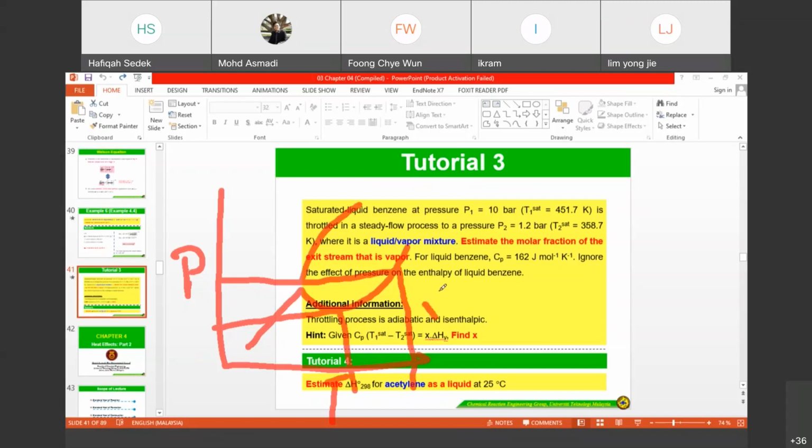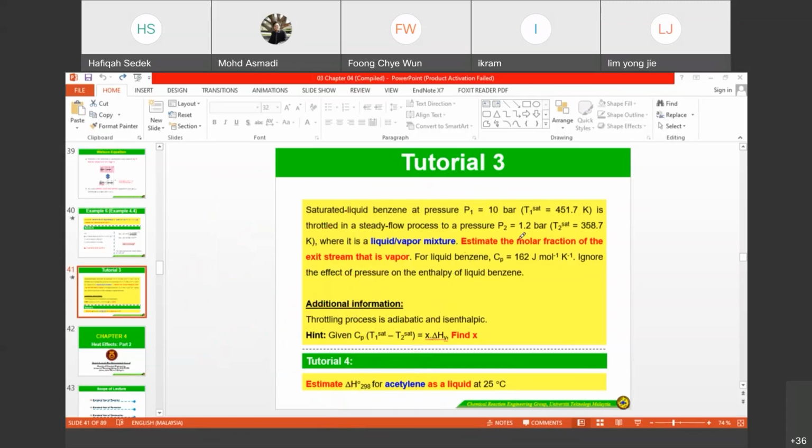This one is vapor, solid, liquid, right? So maybe it's just around this one to this condition, because there is a change in temperature and also a change in pressure. Saturated liquid maybe is within this line also. But we know that the final condition has already become a liquid and vapor mixture.